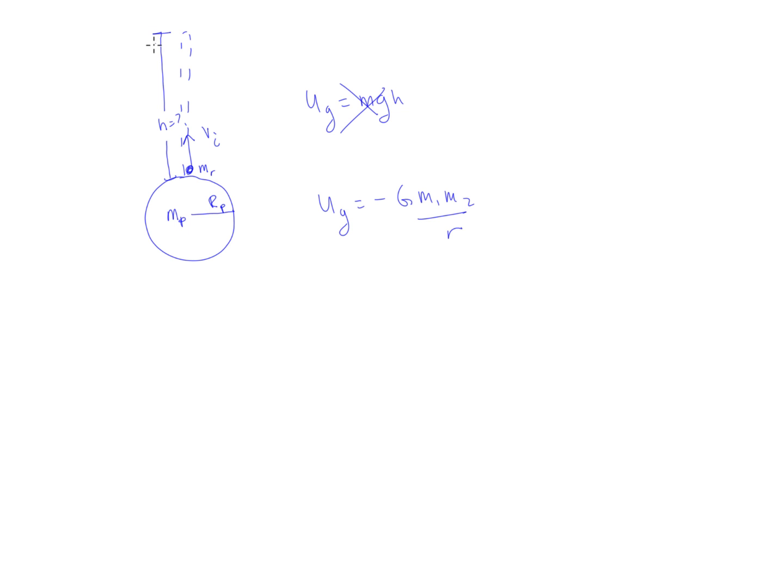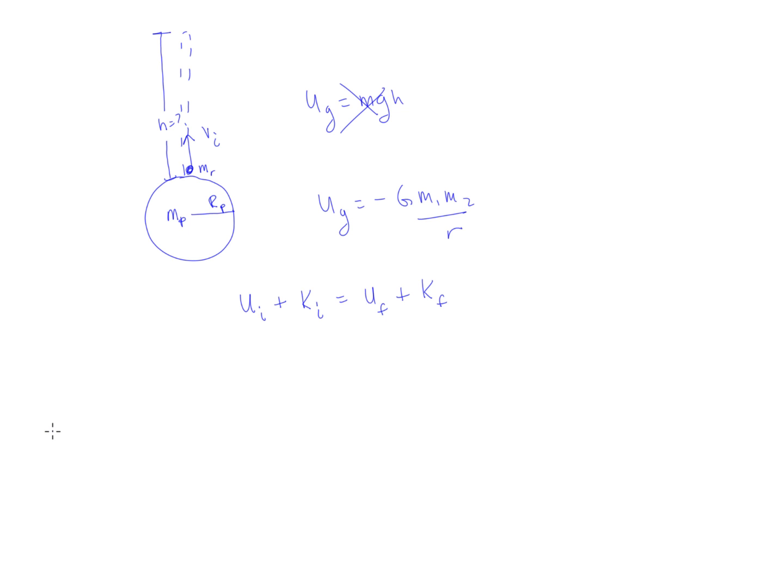So let's go ahead and figure out how high this rocket can go. So since the only force acting here is gravity, again we can say that energy is conserved. So we can say that our initial potential energy plus our initial kinetic energy will equal our final potential energy plus our final kinetic energy.